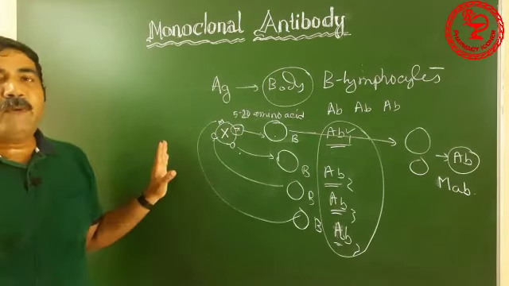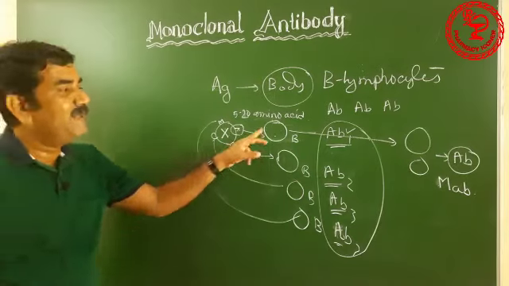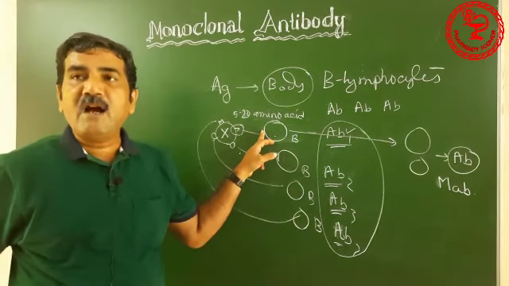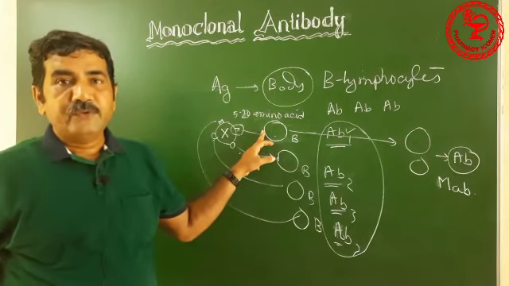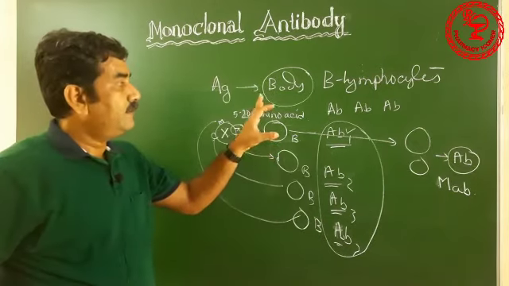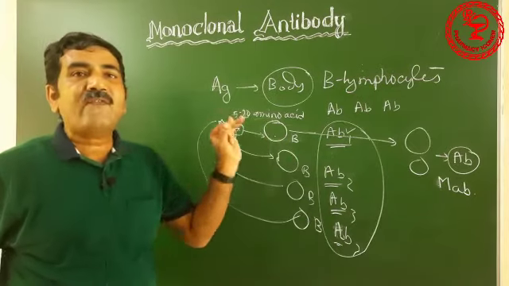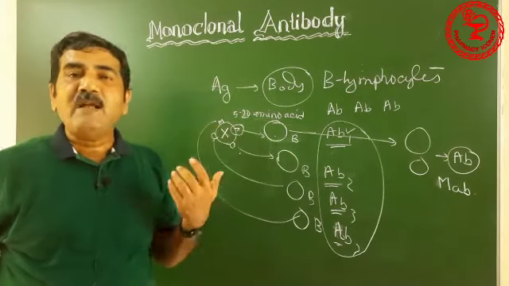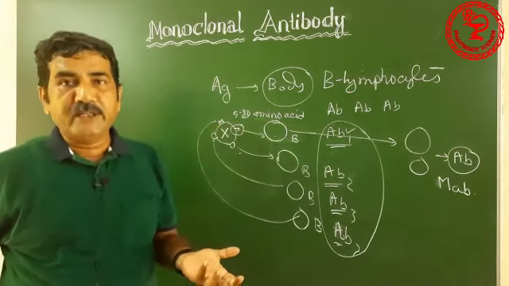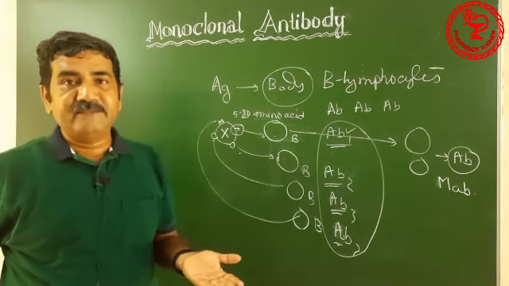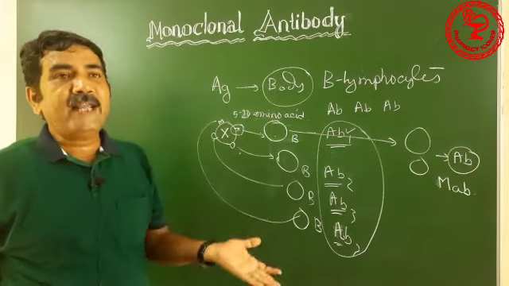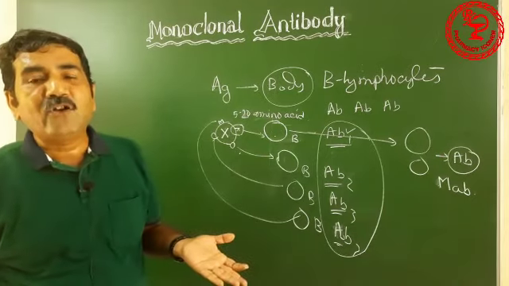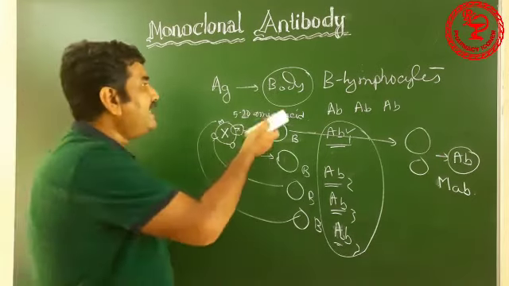There is a problem in cultivating these B cells outside our body, or in vitro. The problem is the B lymphocytes do not survive for a long period of time outside the body. They die a natural death. So that is why hybridoma technology is used. So what is done?